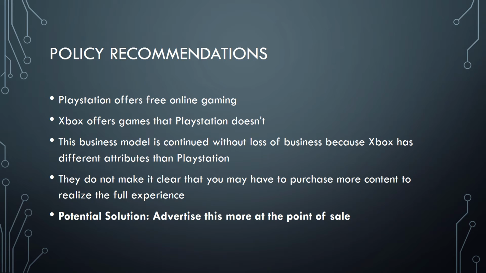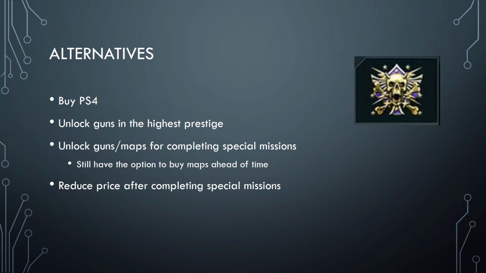To combat this, an agency could force Xbox to advertise this point at the time of sale. Some alternatives to Xbox would be to buy the PS4, or Xbox could just unlock guns in the highest prestige as opposed to making you pay. They could also unlock guns and maps for completing special missions, or still have the option to buy maps ahead of time if you don't want to complete the special mission. Or they could reduce the price after completing special missions.